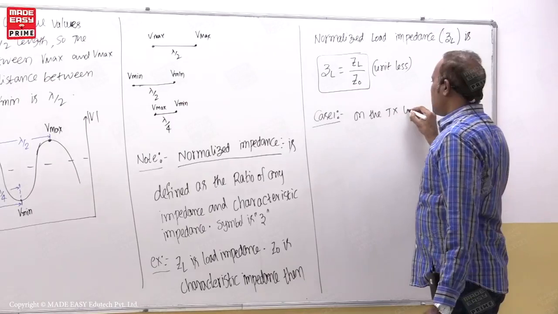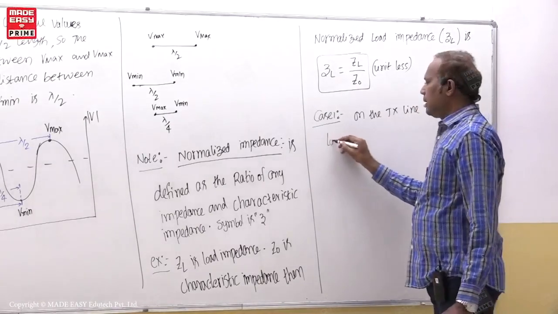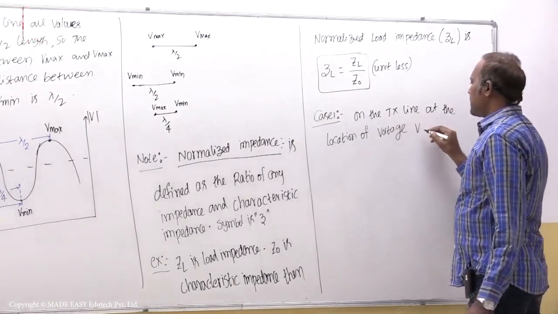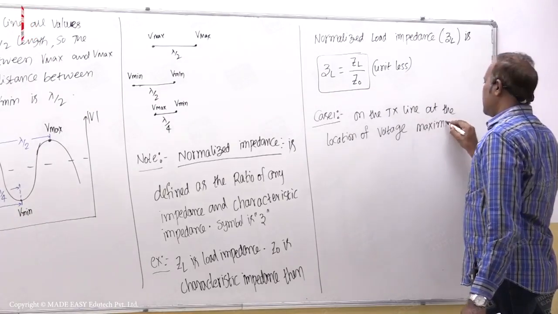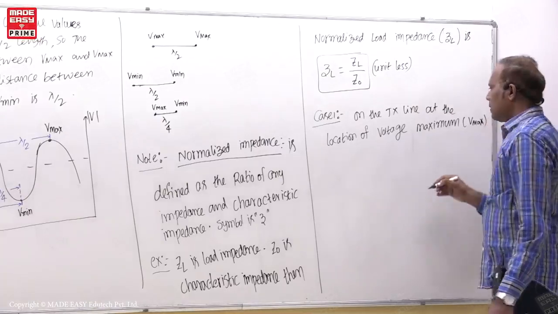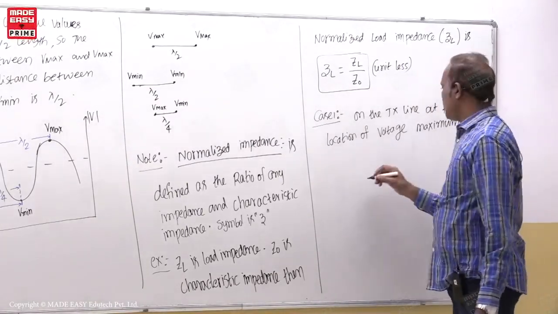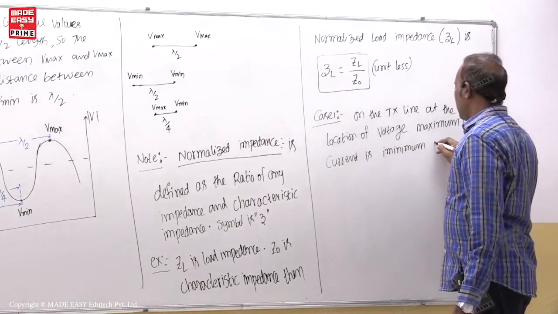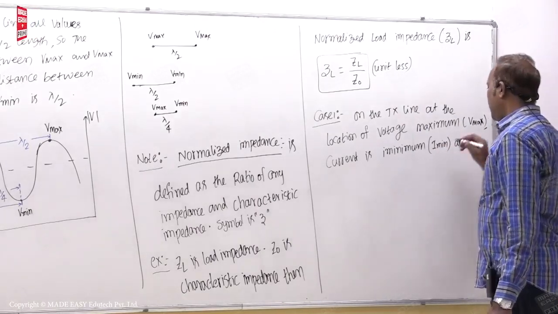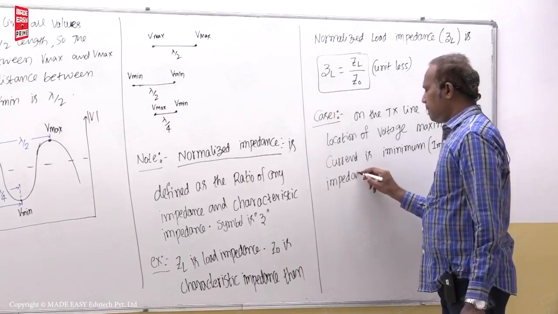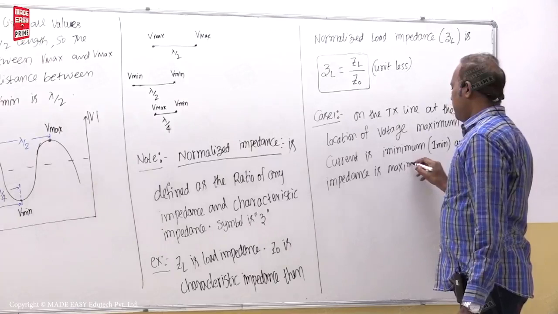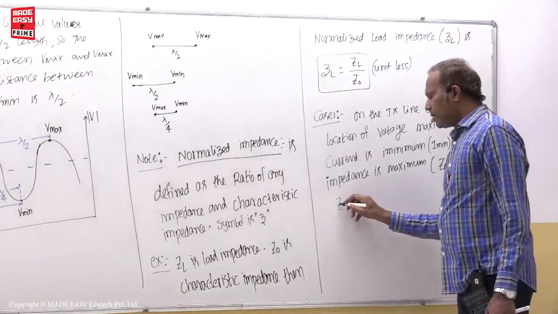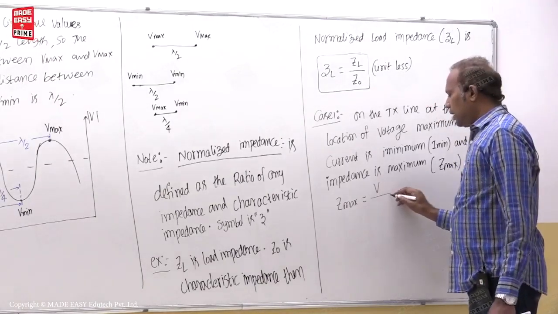On the transmission line, at the location of voltage maximum, that means V max, current is minimum and impedance is maximum, because impedance is equal to voltage by current.